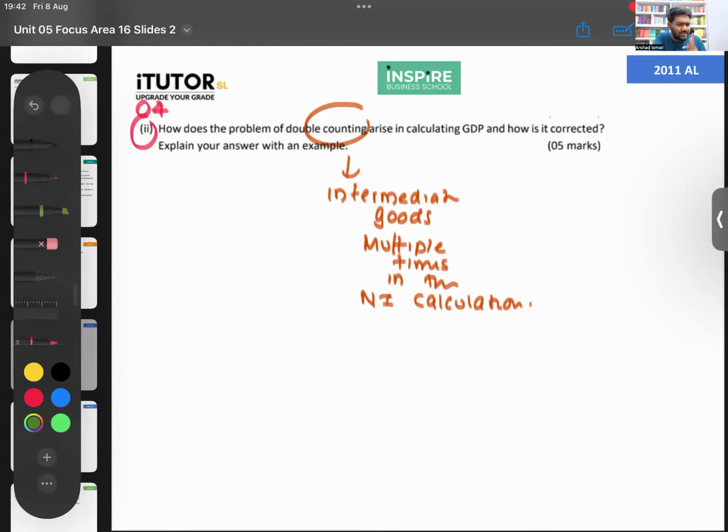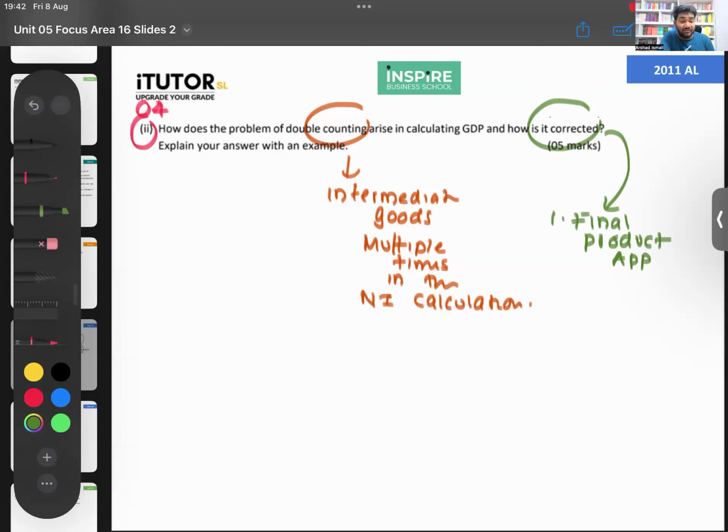How is it corrected? There are 2 ways of correcting this. Can you quickly give me answers? How is this one corrected? One is the final product approach. You can ignore all the intermediate stages and only take the final product. Or else you can use the value added approach. You can get the value added at each stage of production. From these 2, which one is the better one? The final product approach or the value added one? The value added approach is the better one.